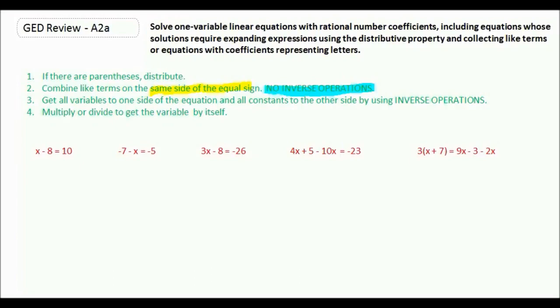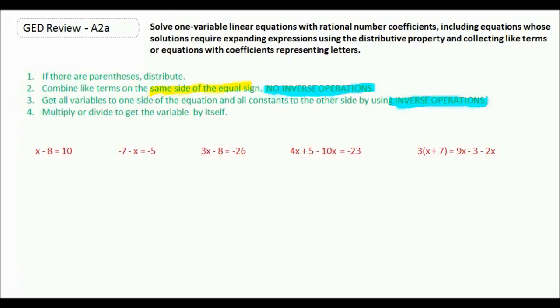The next thing is going to be to get all your variables to one side of the equation and all constants to the other side, and that's when your inverse operations will be needed. And finally, we're going to multiply or divide to get the variable by itself.